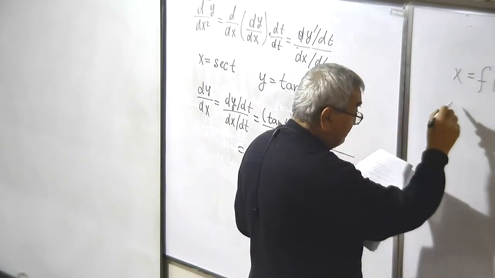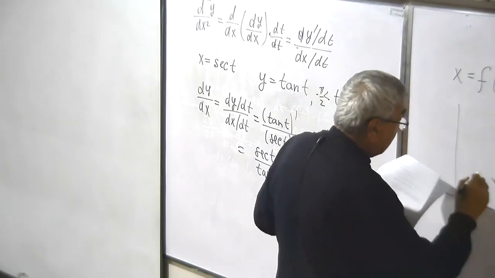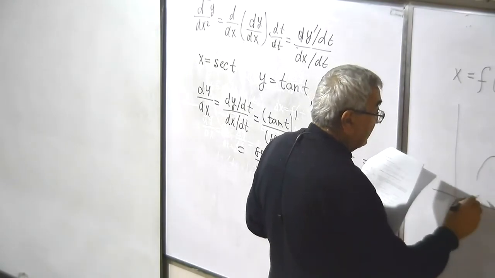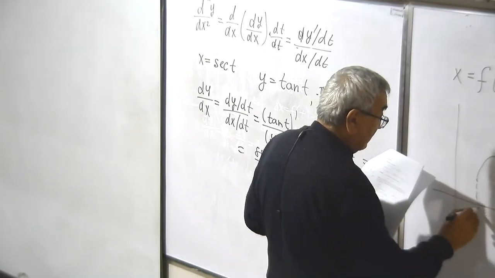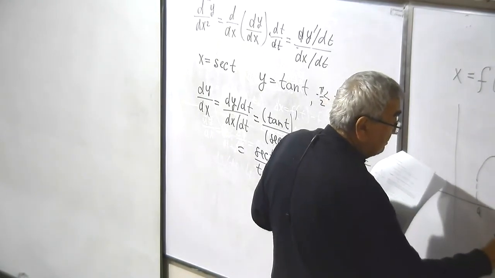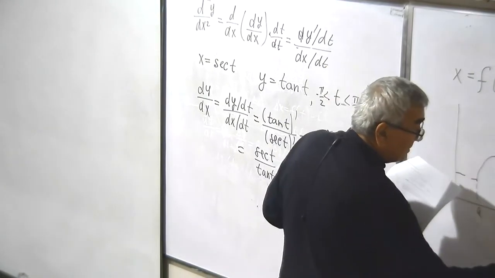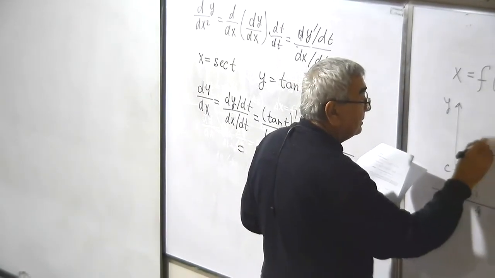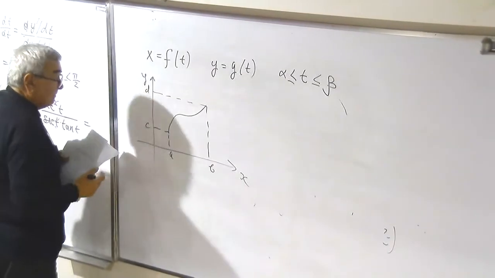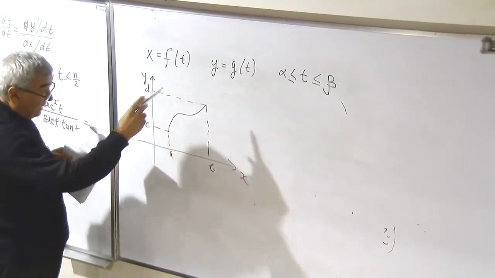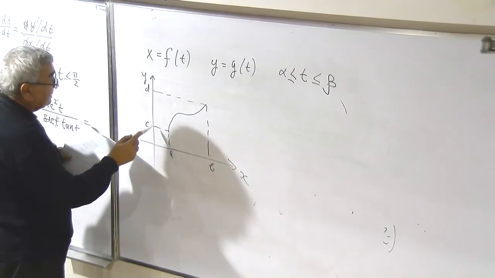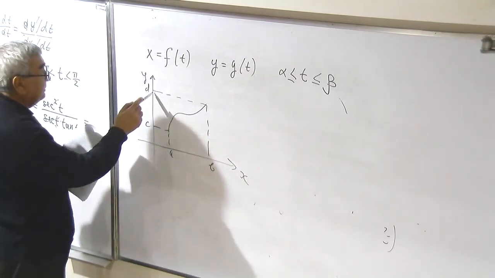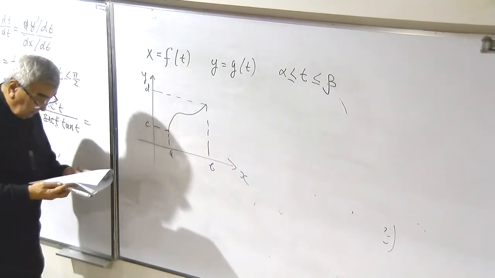That means we have the same curve. This is the initial point, this is the final point. Here I will write A, here B, this is X, this is Y. This is the C point, this is the D point. When t changes from alpha to beta, the x coordinate changes from a to b, and the y coordinate changes from C to D values.